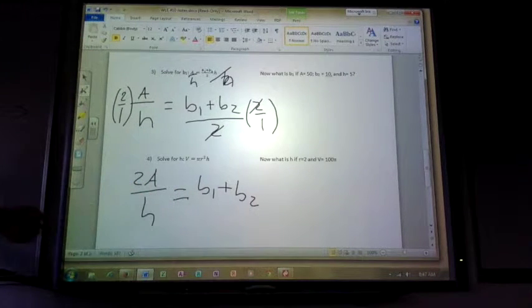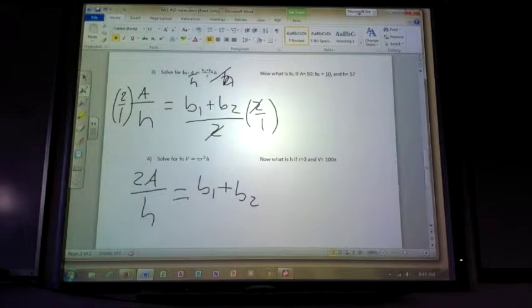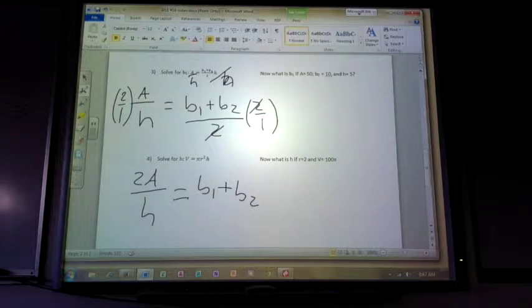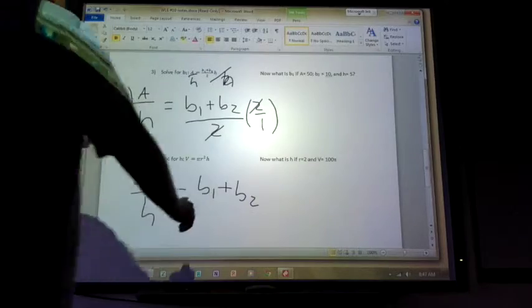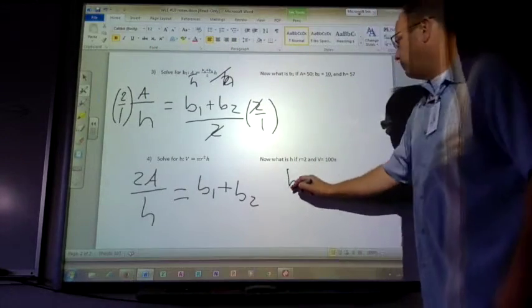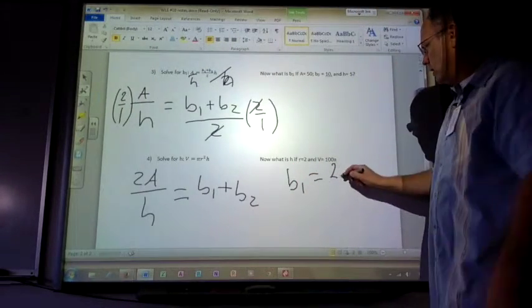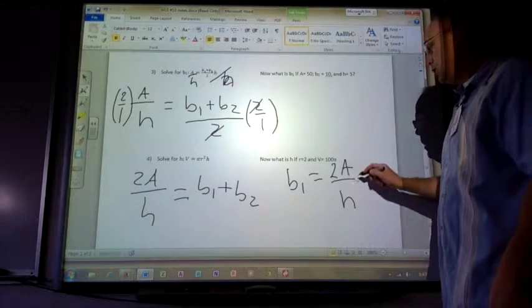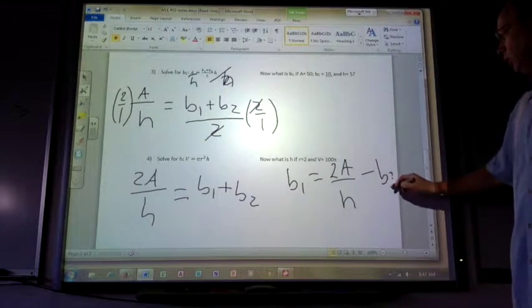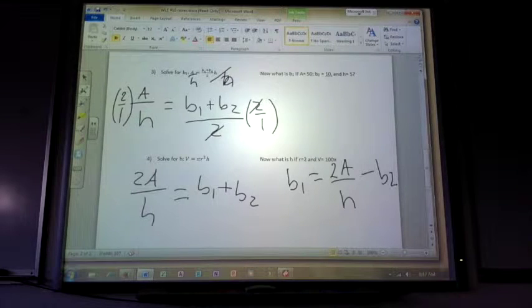And I want b1 by itself, so b1 is added to b2, so how am I going to move b2 over? What do you think? No, not divide. How are b1 and b2 held together? Good. Subtract b2 from both sides. So I'm going to get b1 is equal to 2A over h minus b2. Okay? b sub 2, I guess we could say.